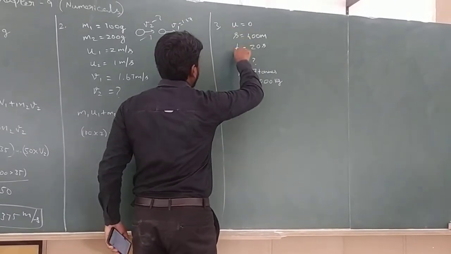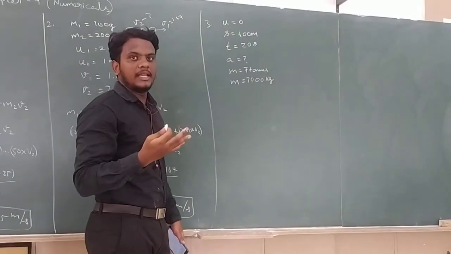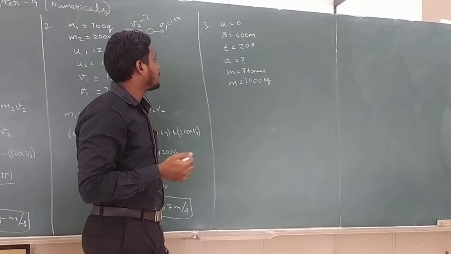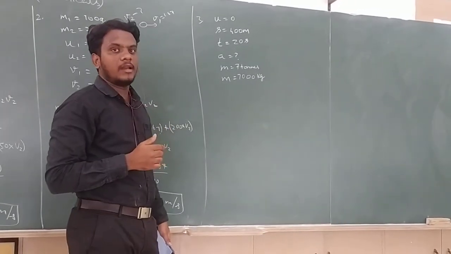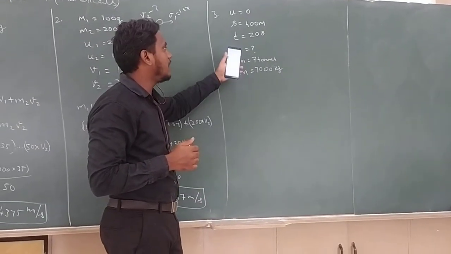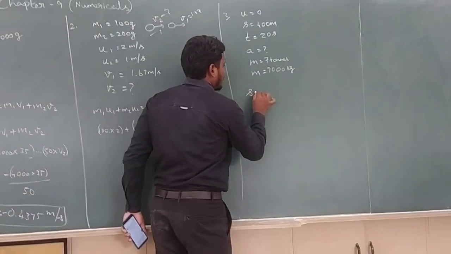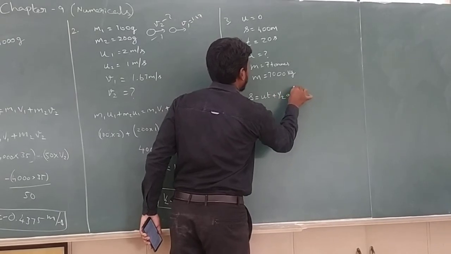We have been given u, t, s, and a. So which one can we use? We have 3 equations. 2as is equal to v square minus u square. We don't have v here. s equal to ut plus half at square, so that can be applied. Another one is v equal to u plus at. There also v is there. We don't have v here. So which one can we use? The second one: s equal to ut plus half at square.